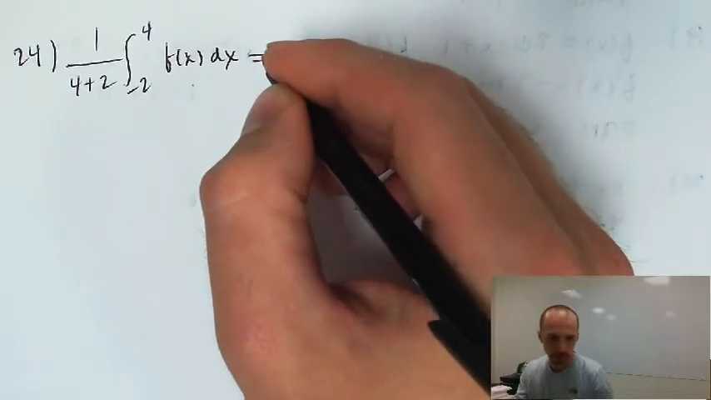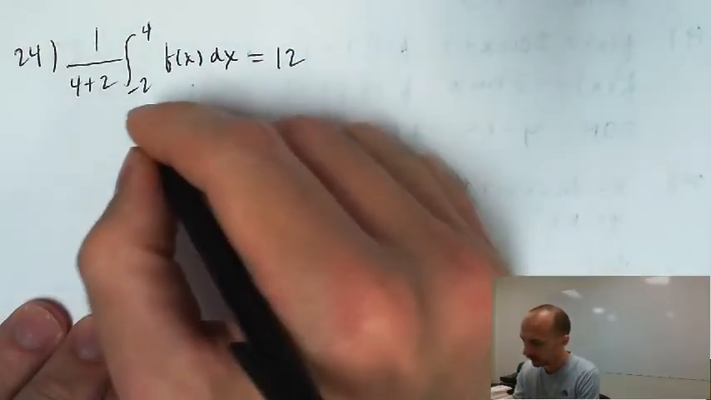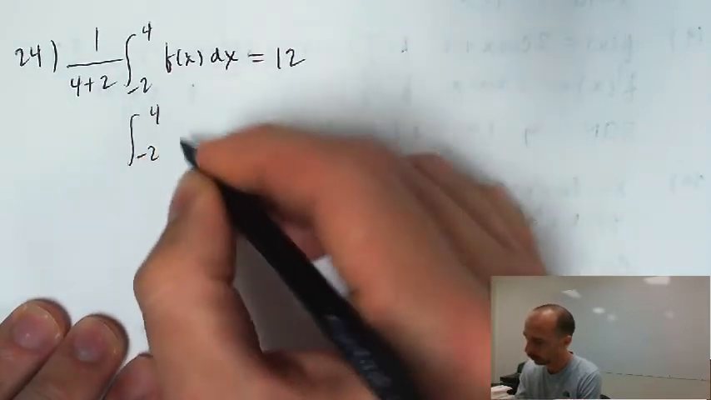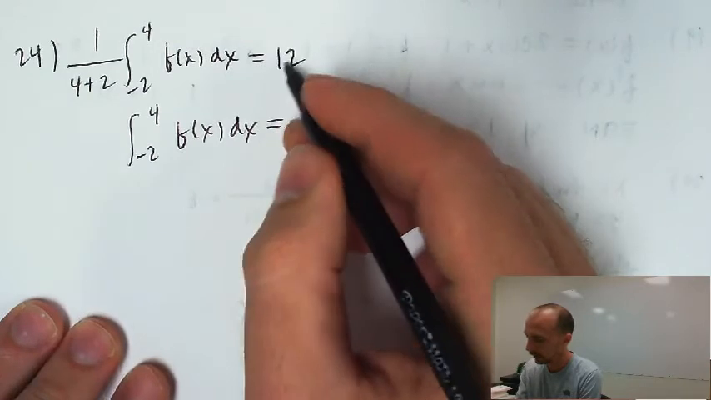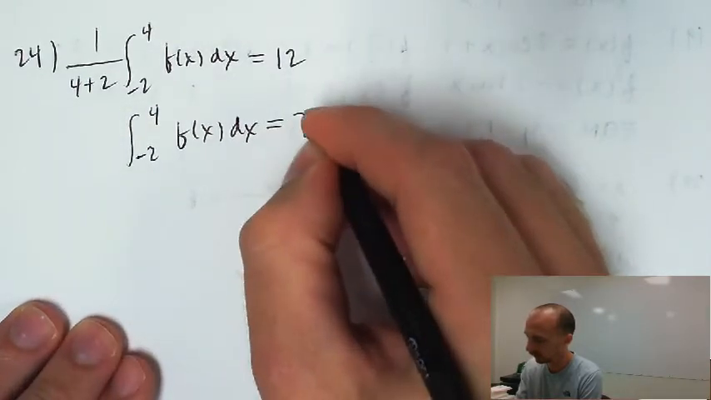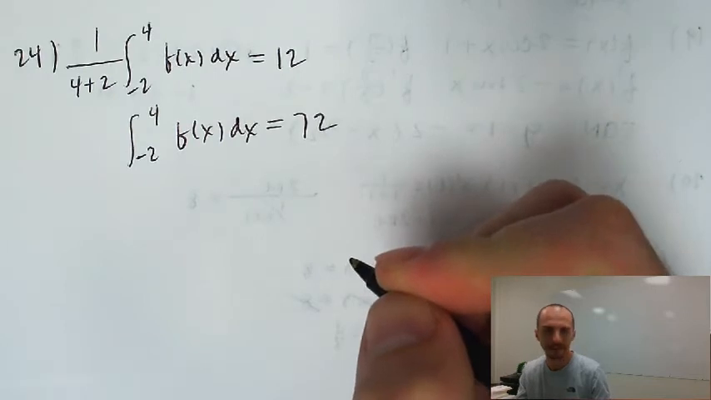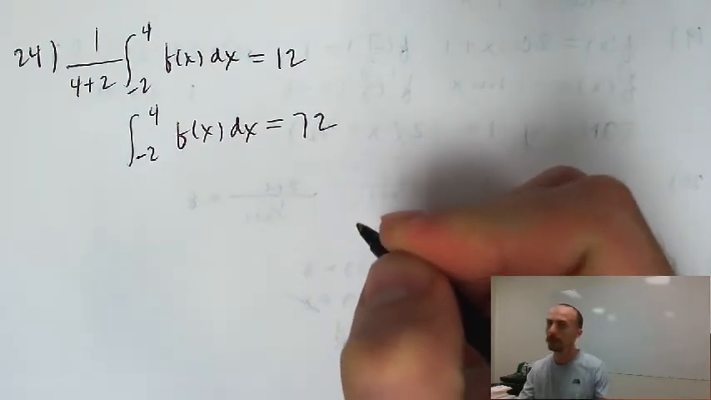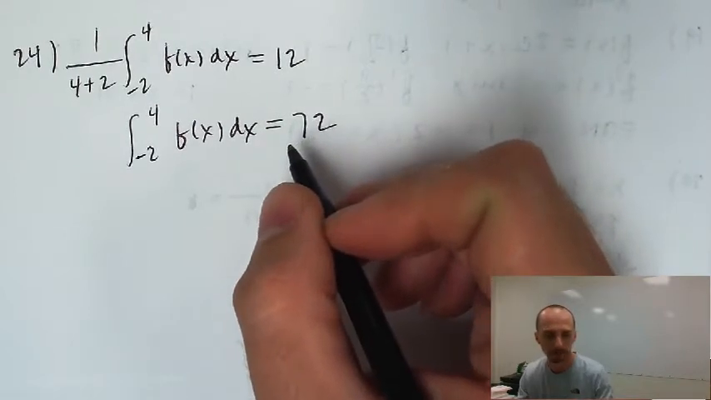They say the average value is 12, means that the integral from negative 2 to 4 is, I'm going to have to multiply 12 times 6, that's 72. So if they want to know about the integral of f of x divided by 8, that's going to be an eighth of the integral of f, so 72 divided by 8 is 9, and that's answer choice C.